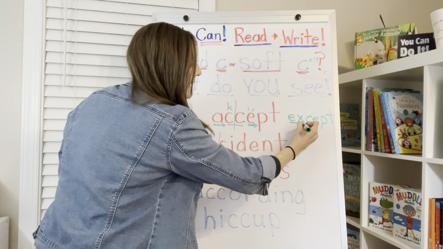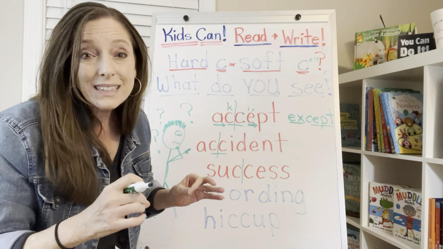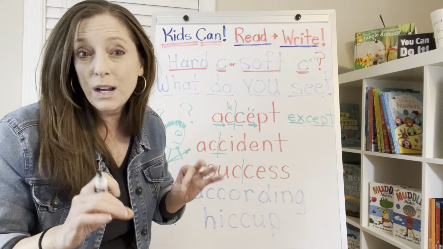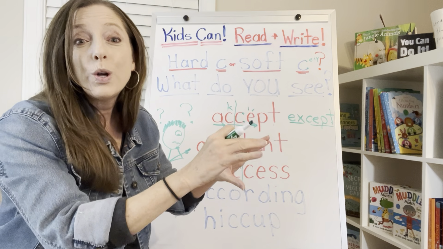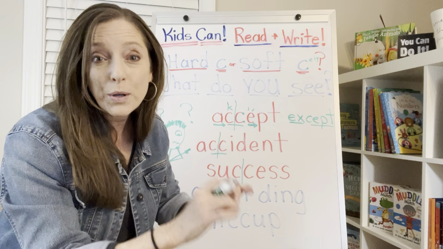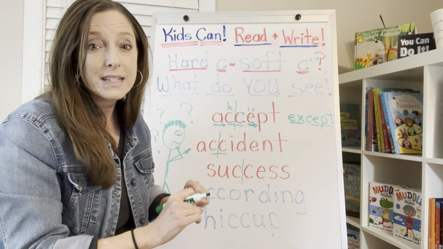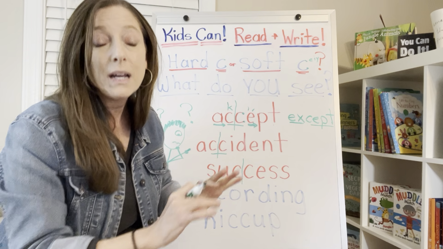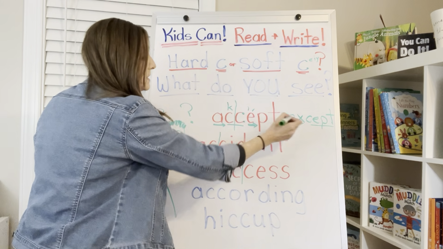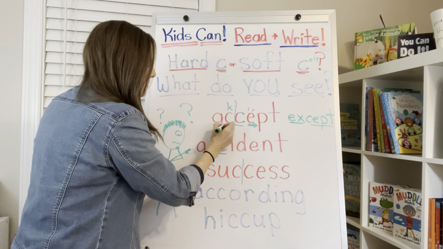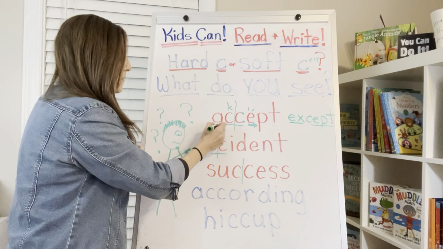This one, except, notice the X beginning. Well, except means like everyone can go on the field trip except for the ones who didn't return their permission slips. This is to exclude people or things. Everyone can go except the ones who didn't bring back their permission slips. So don't get these confused. I like to think of this one as action. You accept something. Okay, A for action.